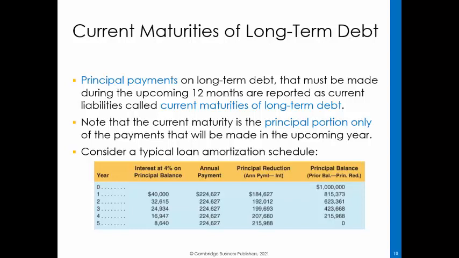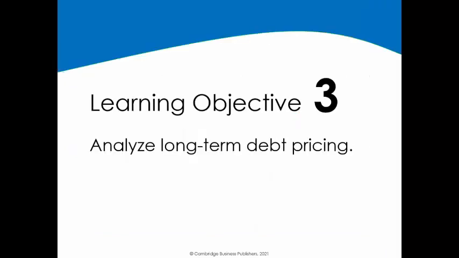On the day the mortgage was taken out, the balance sheet would show a current maturity of $184,627, with the remainder $815,373 included in long-term debt. As the balance owed decreases, so too does the interest, and the current portion increases each year. In this learning objective, we will analyze long-term debt pricing.